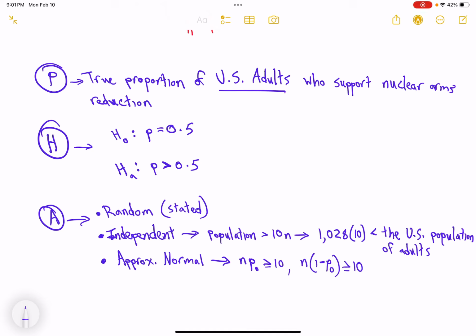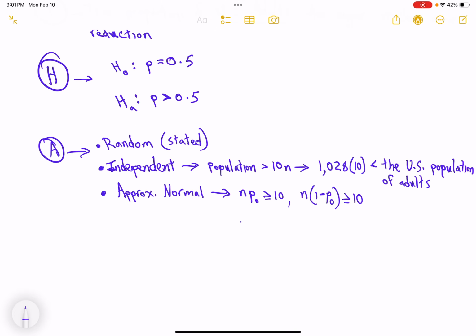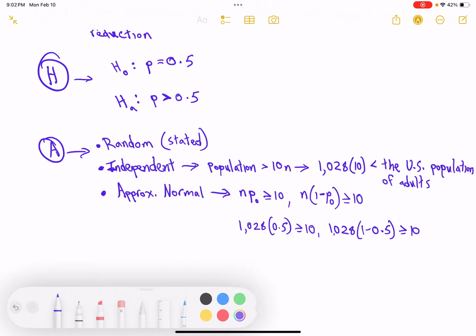Okay, so for the case of our problem, we've already stated 10 times 1028 is good, random is stated, and our null proportion here is 50%. So lo and behold, 1028 times 0.5 is in fact greater than or equal to 10, and 1028 times 1 minus 0.5, which is also just 0.5, is greater than or equal to 10. So we are good to go on that front.